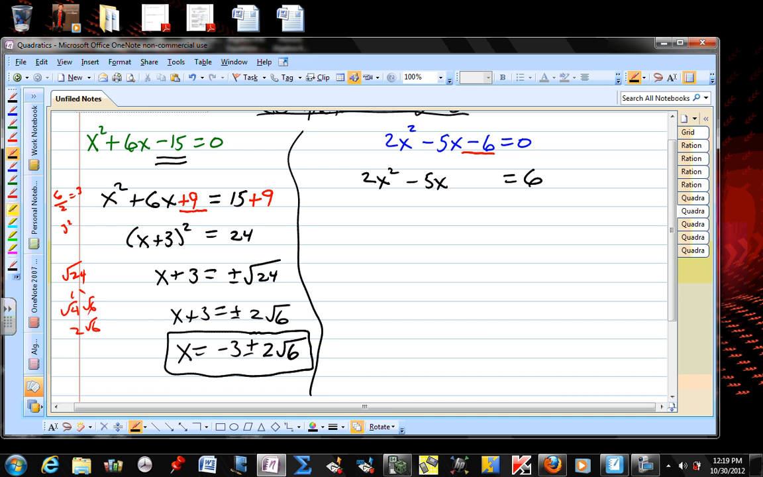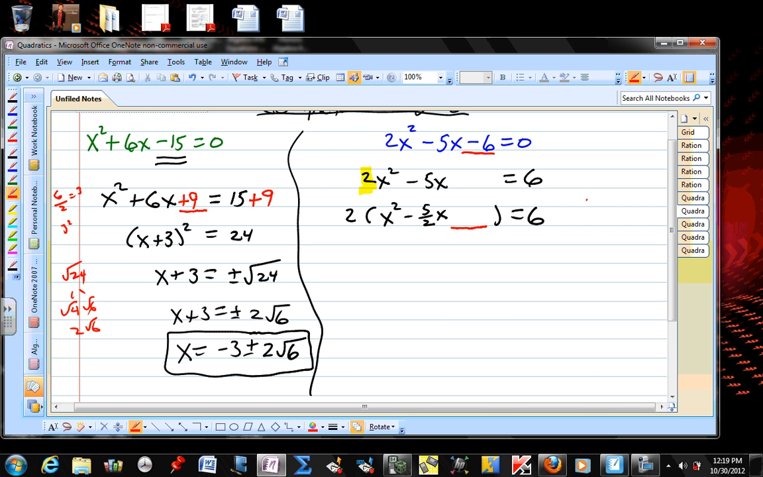Now you notice what's different now is the leading coefficient is 2. And we didn't have a leading coefficient of 2 in the first problem. So we're going to factor out a 2 on the left side. It's going to give us 2 times the quantity x squared minus 5 halves x. And now our job is to find what term will fill in the left side of our equation to have a perfect square trinomial. So we can use the same techniques as we used before, but now we have fractions.